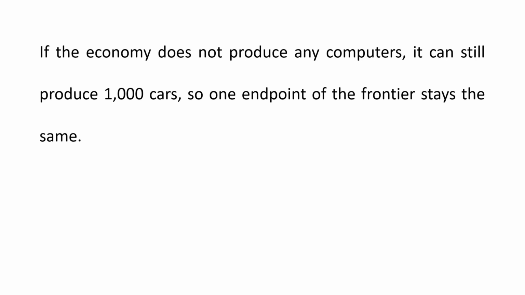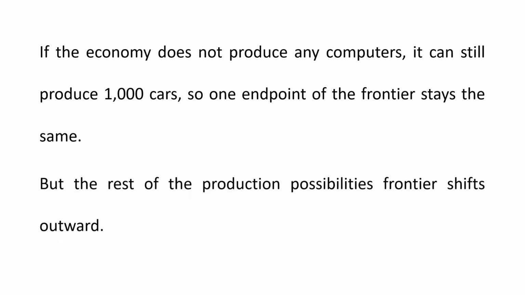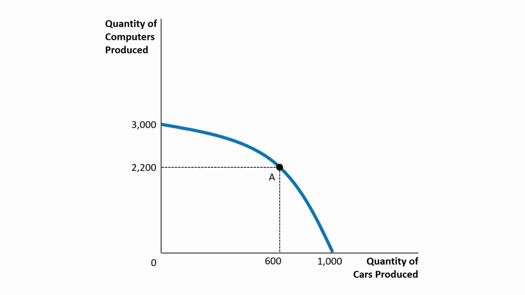If the economy does not produce any computers, it can still produce 1000 cars, so one endpoint of the frontier will stay the same. But the rest of the PPF shifts outward. As you can see in this figure, this point will remain the same: if the economy does not produce any computers, then it can still produce 1000 cars. So this endpoint will remain the same, but the rest of the PPF will shift outward in this manner.